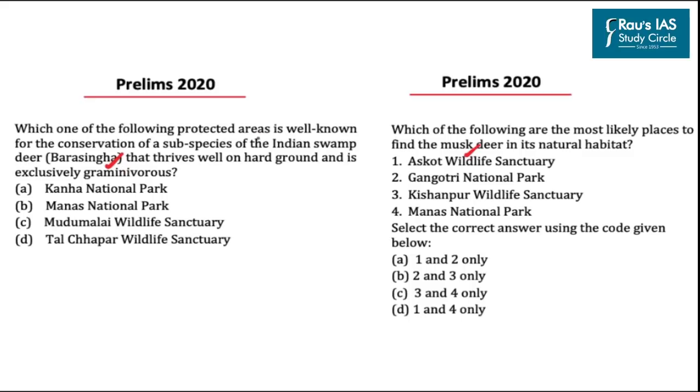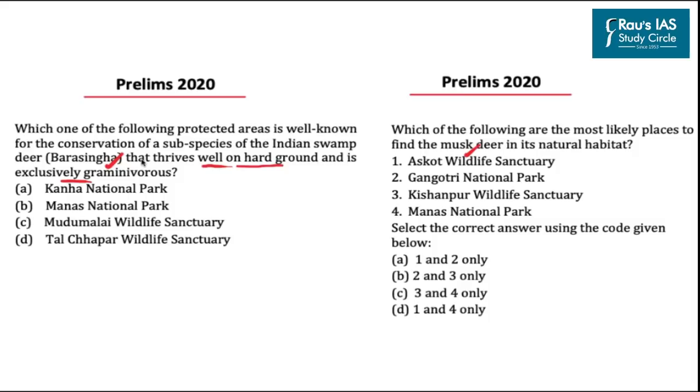Which one of the following protected areas is well known for the conservation of a subspecies of Indian swamp deer, Barasinga, that thrives well on hard ground and it is exclusively graminivorous? Graminivorous means an animal which feeds on grasses. Now, this information has been given in order to confuse you, because this information is eventually not going to help you in elimination. And so, largely you have to focus on the areas where Barasinga is found in India.